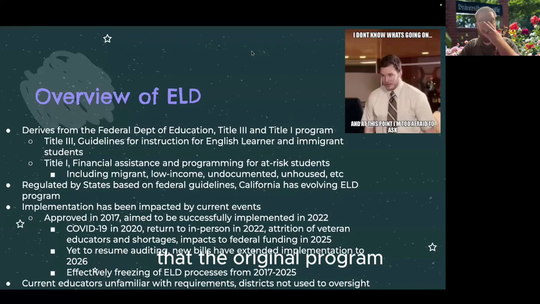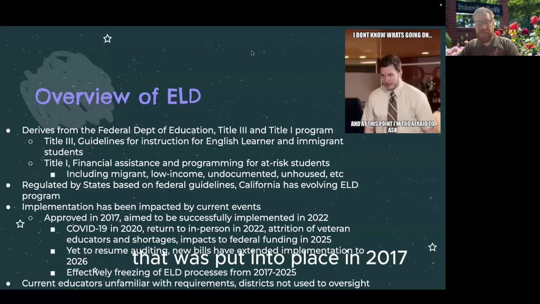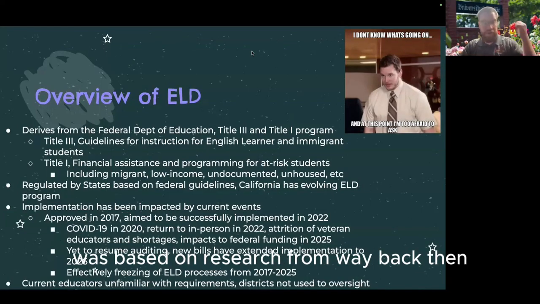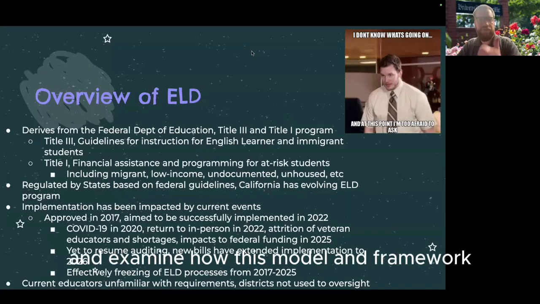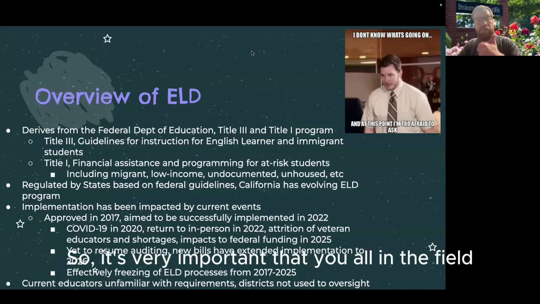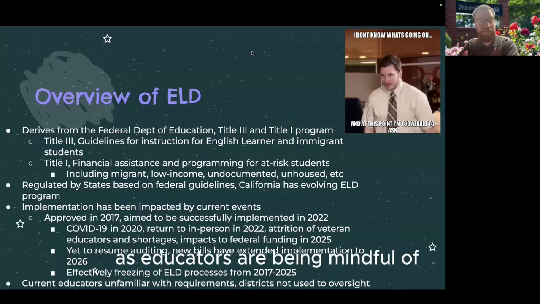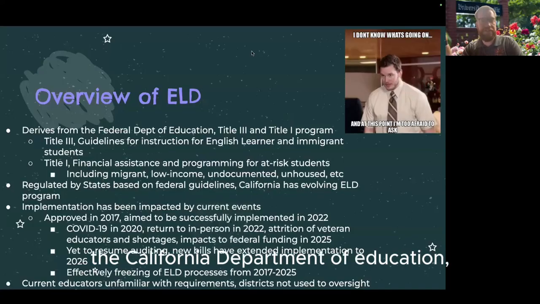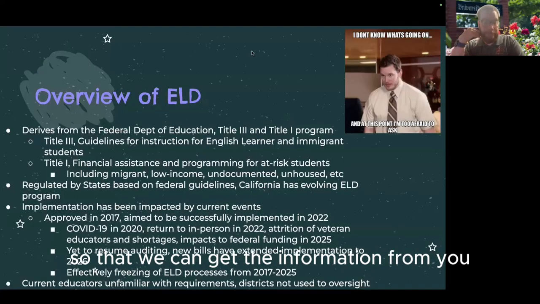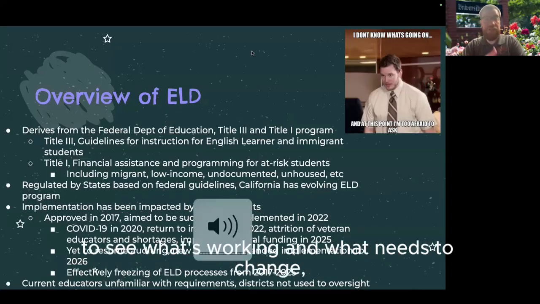Keeping in mind, though, that the original program put into place in 2017 was based on research from way back in the 2010s. And so we're continuing to evolve and examine how this model and framework needs to continuously change. So it's very important that you all in the field as educators are being mindful of information being shared by the California Teachers Association and the California Department of Education, so that we can get the information from you to see what's working and what needs to change.